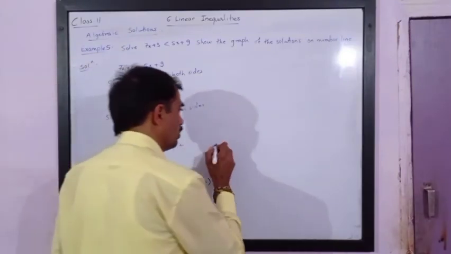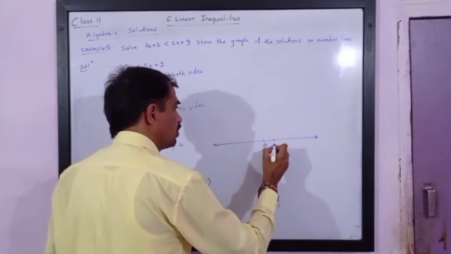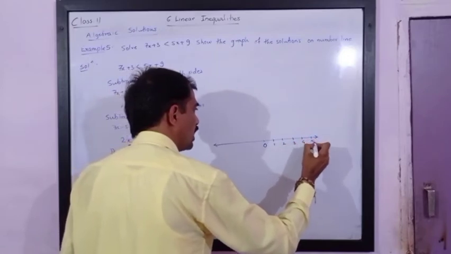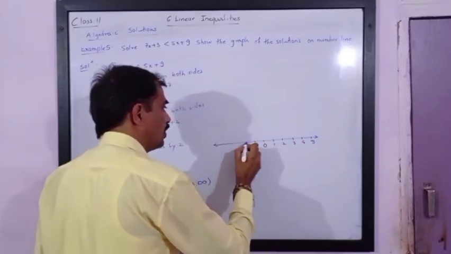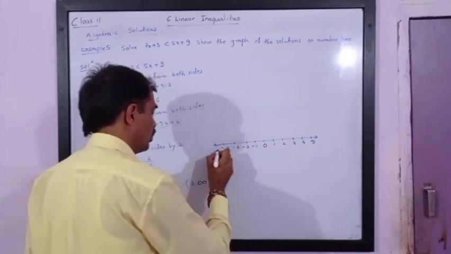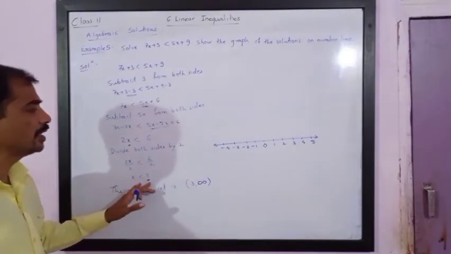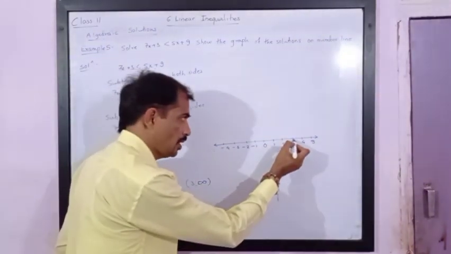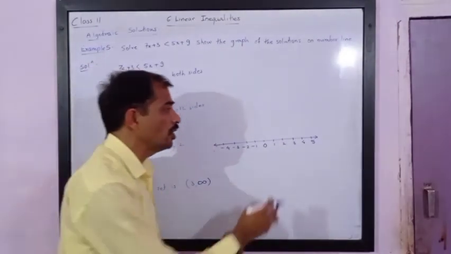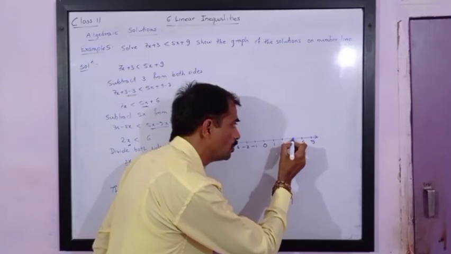So let us draw first the number line. You are already studying this from primary classes. 1, 2, 3, 4 positive numbers to the right hand side, negative numbers to the left hand side, and so on. Here x is less than 3. 3 is here. Please note, x is not equal to 3. Since x is not equal to 3, we make a small circle. We make a small bubble.